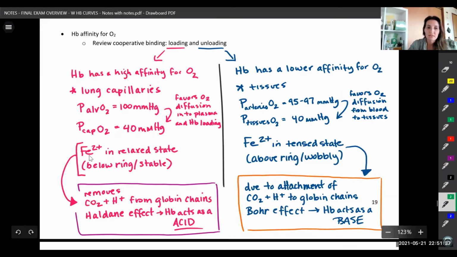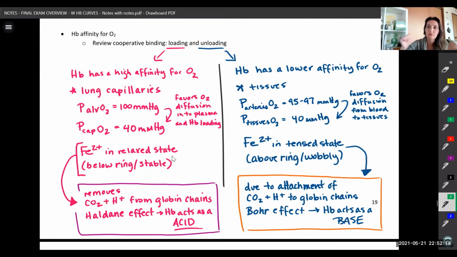When that loading occurs, the Fe2+, the iron ion, goes into a relaxed state. Physically, it goes into a relaxed state within the heme. It falls below the heme ring, the iron ion, when it's holding the oxygen. In that way, we call it a stable configuration. And when that occurs, that actually causes physical change to the alpha and the beta polypeptide subunits surrounding that iron ion and heme, and that pushes the CO2 and the hydrogen ions off here within the lung capillaries.